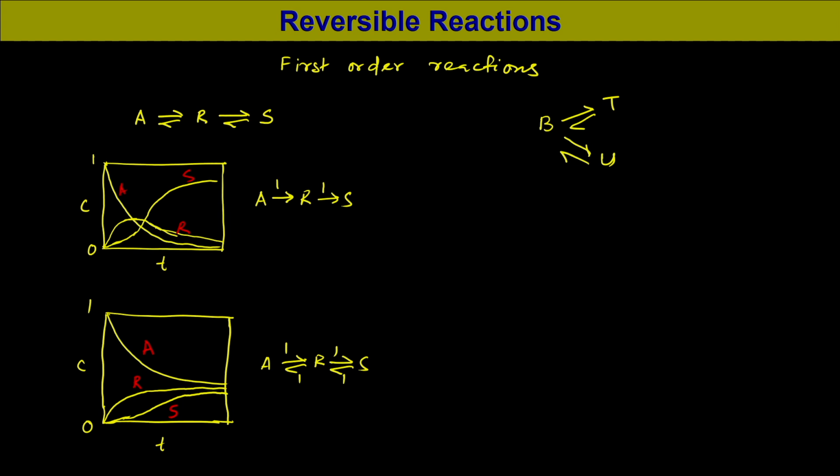So, we can see that in this reversible reaction, when the rate constants are equal, the intermediate R does not reach a maximum. It gradually increases and remains constant after a certain time. It increases very slowly, but it does not come down, so it does not reach the maximum.